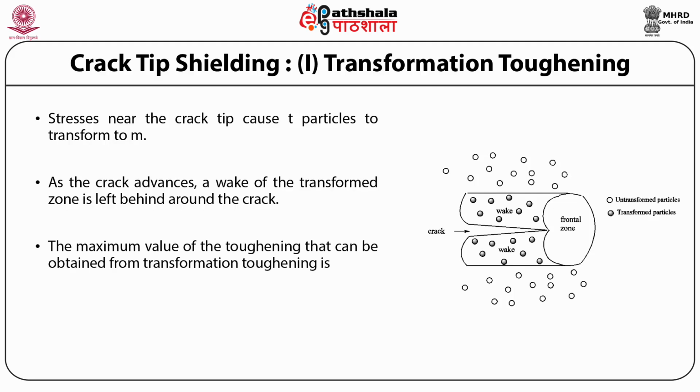So the maximum value of the toughening that can be obtained from the transformation toughening is delta T max equal to C multiplied by E V_T multiplied by e_T multiplied by root of H divided by 1 minus nu. Now here C is a constant, E is the Young's modulus of the matrix, V_T is the volume fraction of zirconia transformed, e_T is the volumetric strain associated with the transformation, 2H is the width of the transformation zone, and nu is the Poisson's ratio.